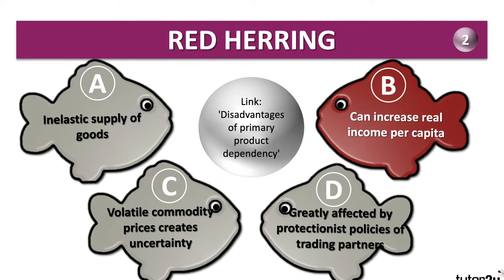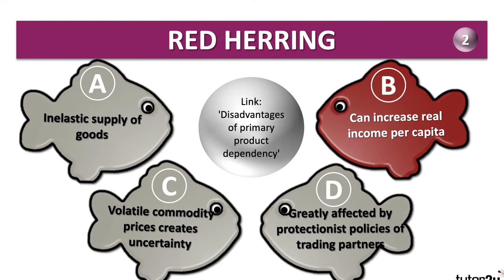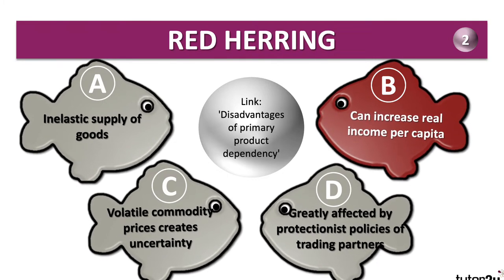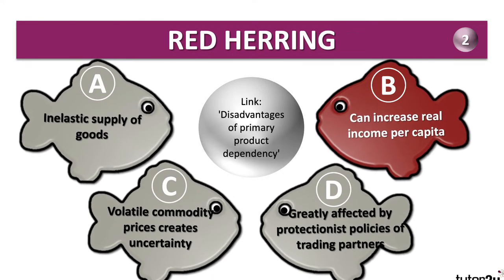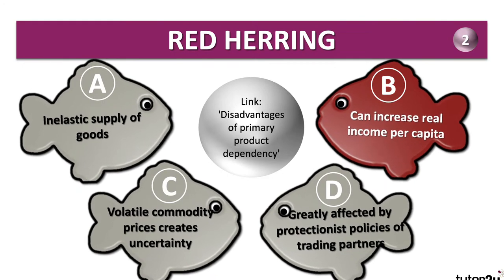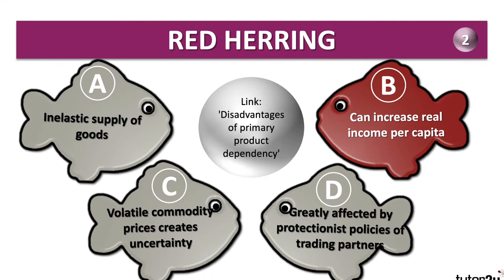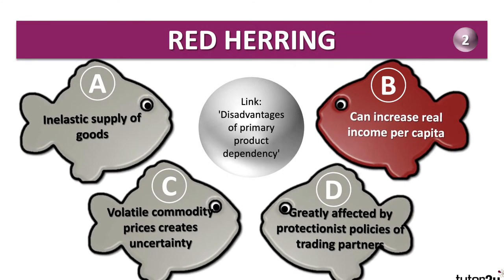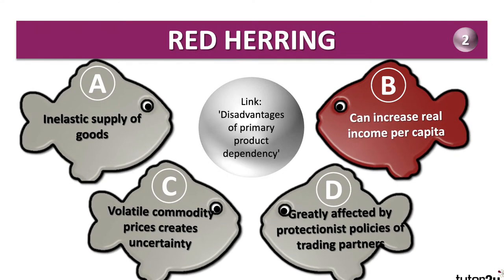So we've got A, C, and D all linked to primary product dependency. So A, if there's a bad harvest, it's really hard to get jobs, to get money from that. And that in turn contributes to C, really volatile prices, creating a huge amount of uncertainty for farmers, potentially falling investment as a consequence of that. And then D, these countries are super dependent on exporting all of these primary commodities in order to receive foreign exchange or to increase their aggregate demand.